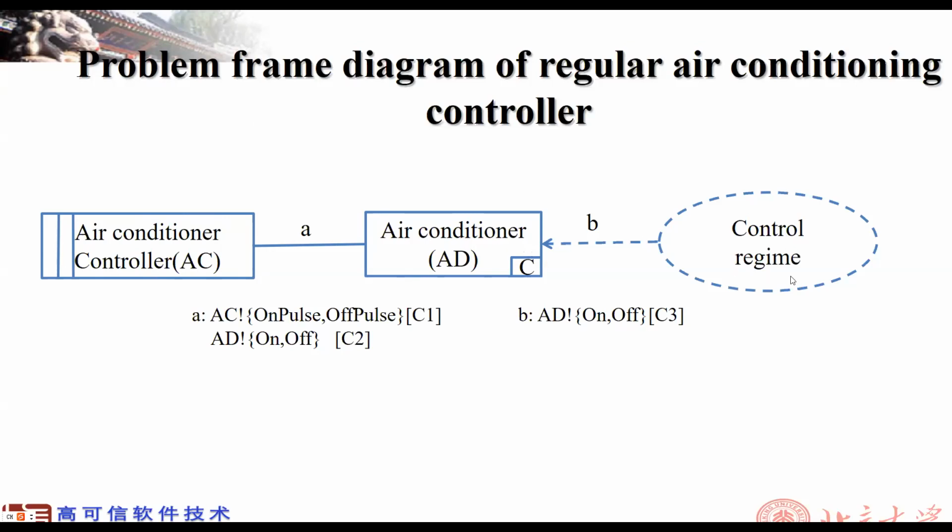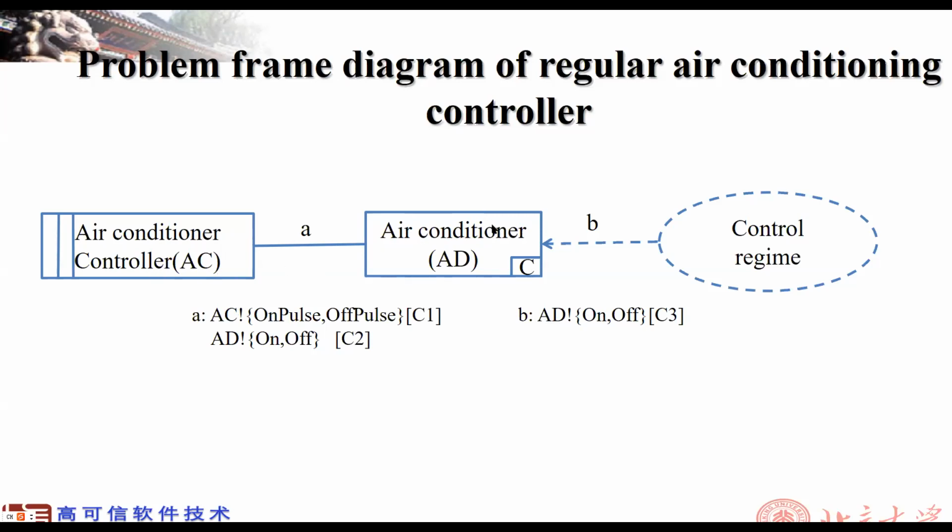And it has a control regime. And this control regime is specifying at what time the air conditioner is on and at what time the air conditioner is off. So the B has an AD. AD is the air conditioner, which controls or initiates the on and off phenomenon. And the controller actually gives an on pulse or off pulse to the air conditioner to control it. And when the air conditioner is on, then it tells the air conditioner controller.